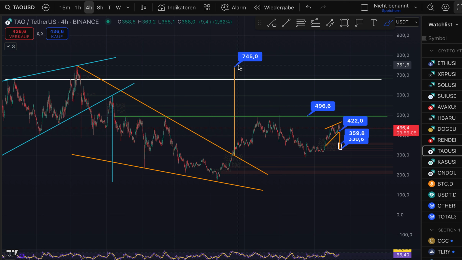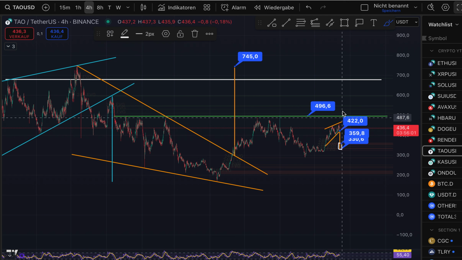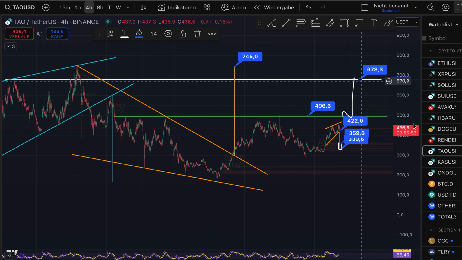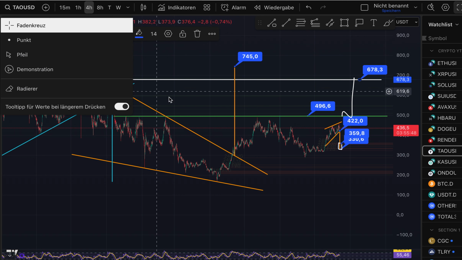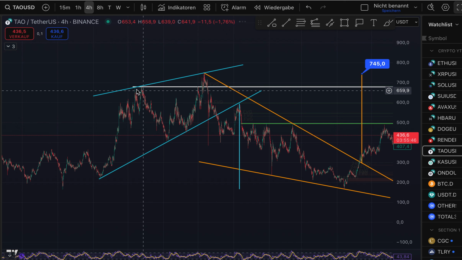Once the $497 breaks to the upside, I think with a high chance we are going to see the area between $680 US to $745 US. The $680 US are resistance on the bigger time frame. You can already see it here. We also have touch points there.